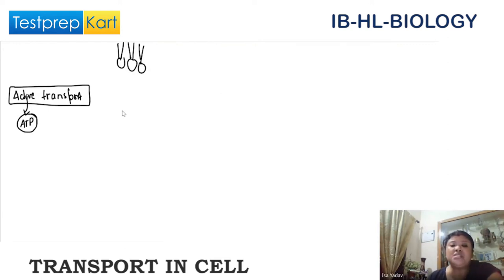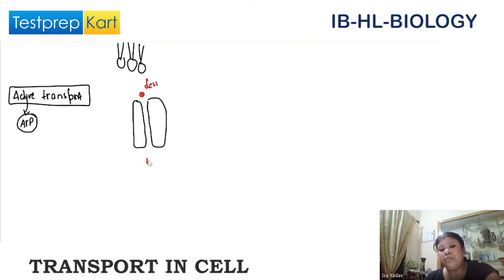So what happens if, suppose, this is a carrier protein? And suppose any kind of substance has to enter. Now this substance may be in less amount here, and the same substance may be in more amount here. So it's difficult for this substance to pass to here. So with the expenditure of energy, or ATP, the substance will be passed on to the inside. So that is active transport.